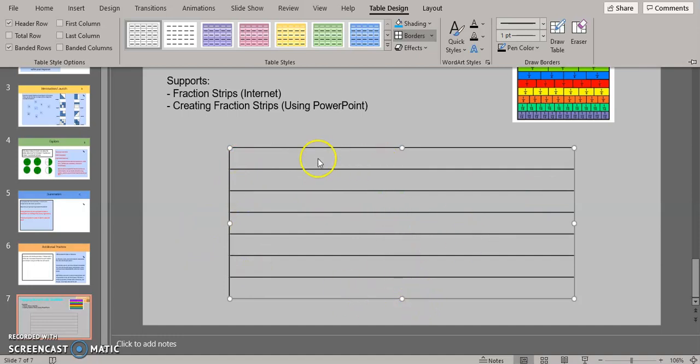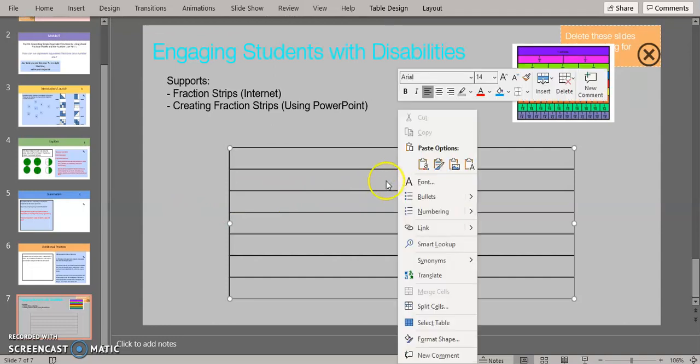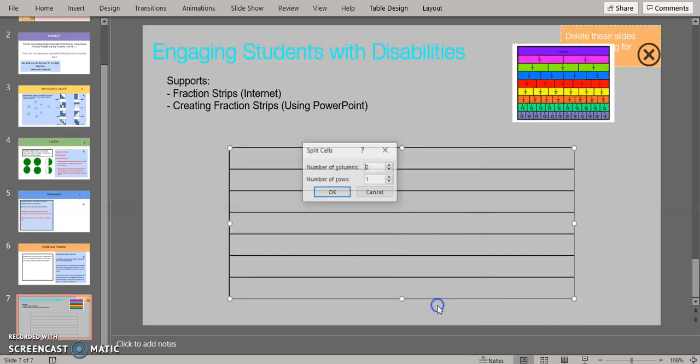Next, what we're going to do is the first line is going to be our whole bar. The next one we're going to do is our 1/2. So what we're going to do here is we're going to split this into two. So what I just did was right click. We're going to go to split cells, and we're going to split it into two.